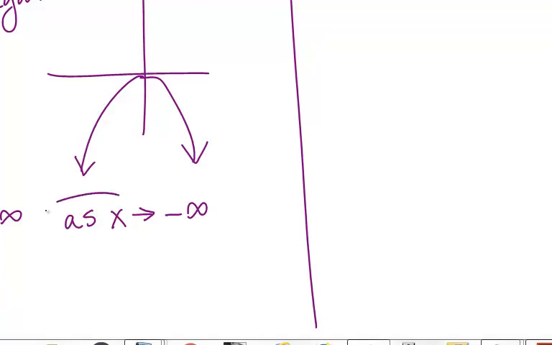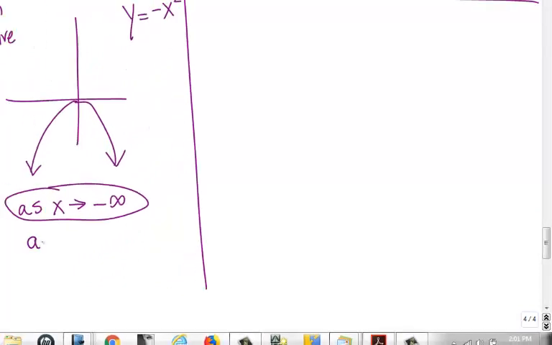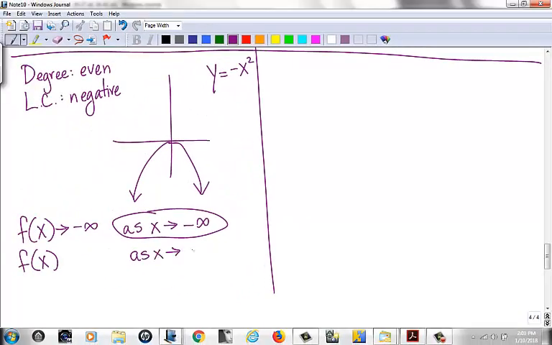Don't you want to write this first? I want to write that first. As x goes to negative infinity, y goes to, as x goes to positive infinity, which way does y go? Down, right? So these are your two answers, negative infinity, negative infinity. They both go down, okay?